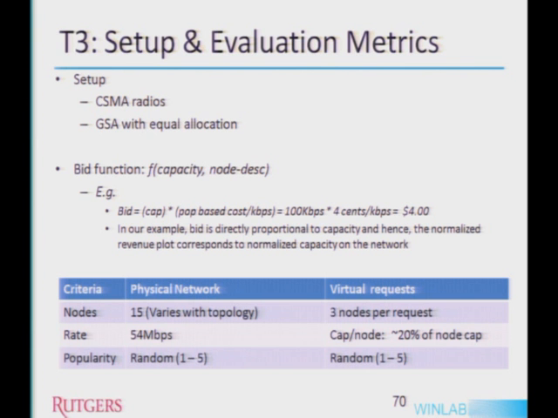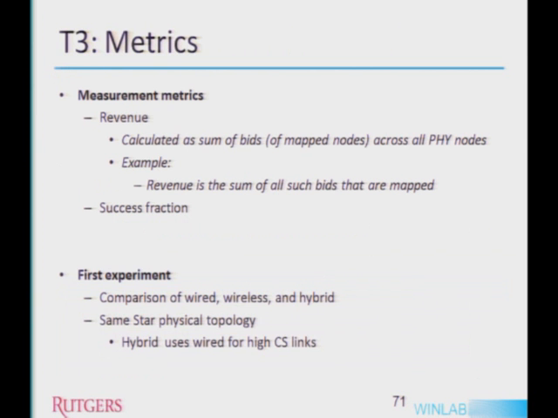So what are you trying to optimize? Revenue? Total revenue? Yeah. In this case, when I show the results eventually, I'm plotting normalized operator revenue. But since the bidding is a function of the bit rate which you want, it also indicates the effective amount of capacity which I'm getting. So this is what we are measuring, the revenue and the success fraction.